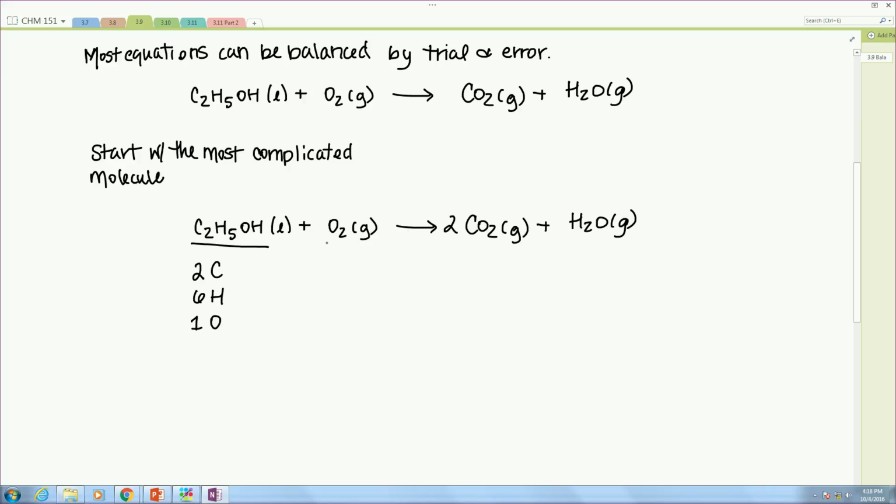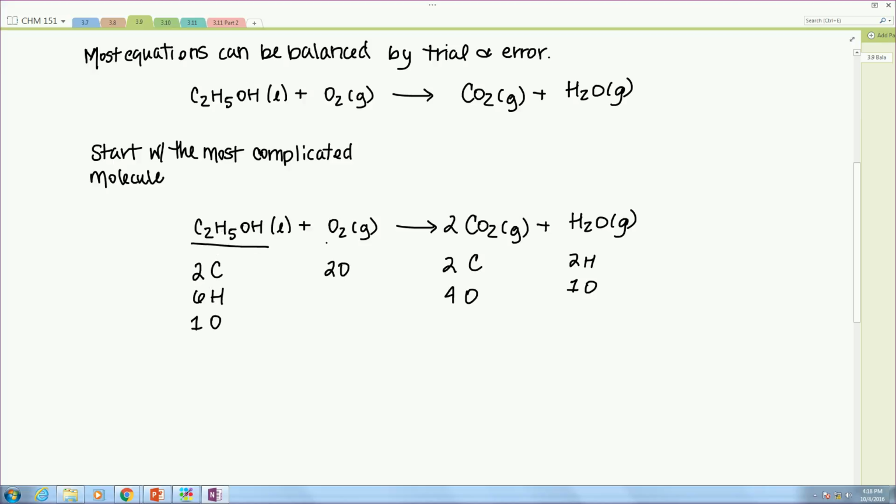So now on this side, we have 2 carbons, 4 oxygens from 2 CO2, 2 hydrogens, and 1 oxygen for H2O. And then of course we have our 2 oxygens from O2 here. So our total oxygens on this side is only 3. So we can balance it by adding a coefficient in front of our water and our oxygen to balance the oxygens.